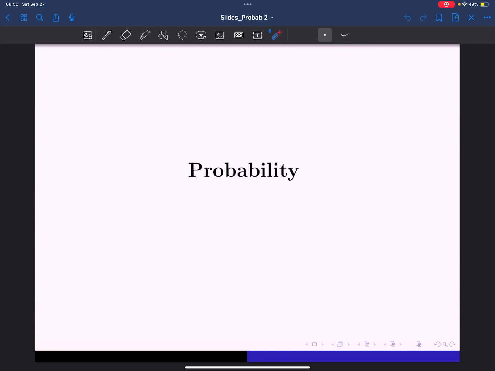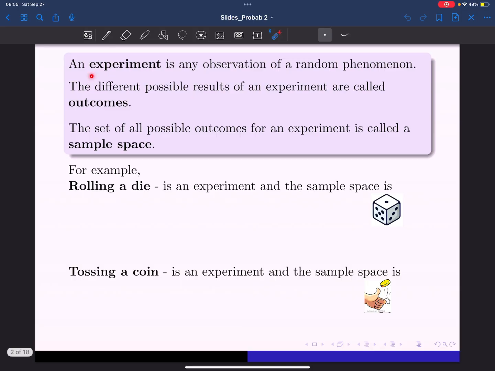Probability. An experiment is an observation of a random phenomenon. The different possible results of an experiment are called outcomes. The set of all possible outcomes for an experiment is called the sample space.